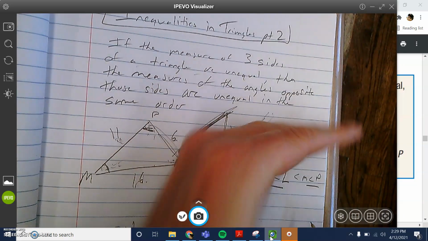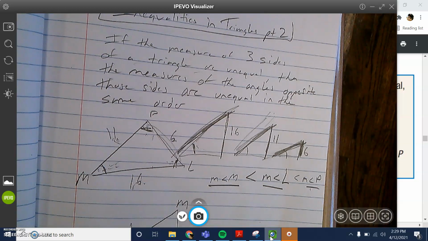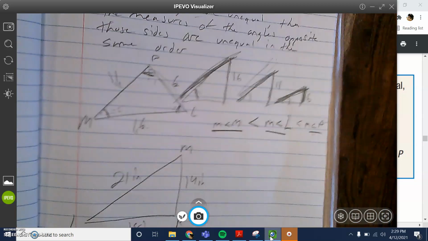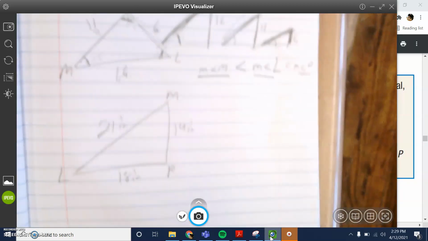Pac-Man is the bigger man, and there we go. So, least to greatest angles. We can just look at it and tell. So let's try this one now.